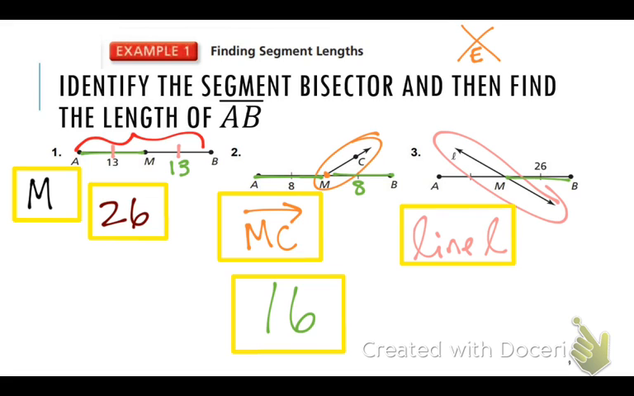All right, and then if MB is 26, what's AM? 26, so the whole line is 52.